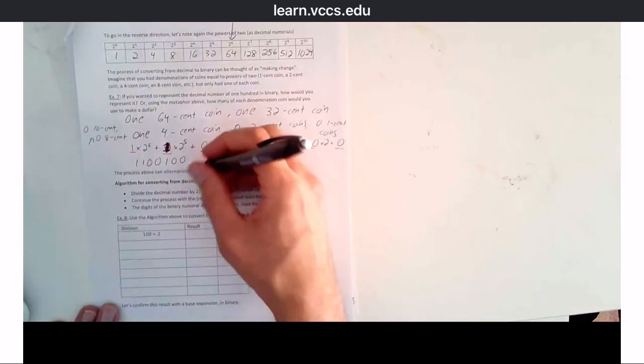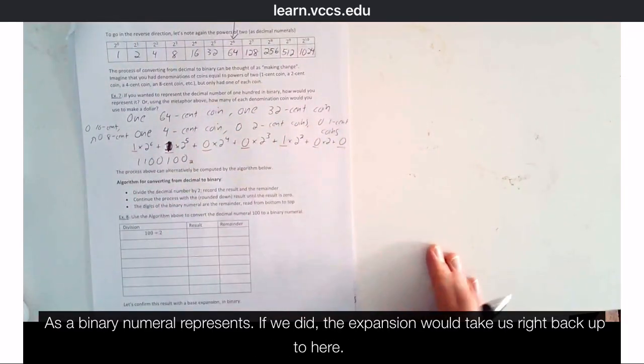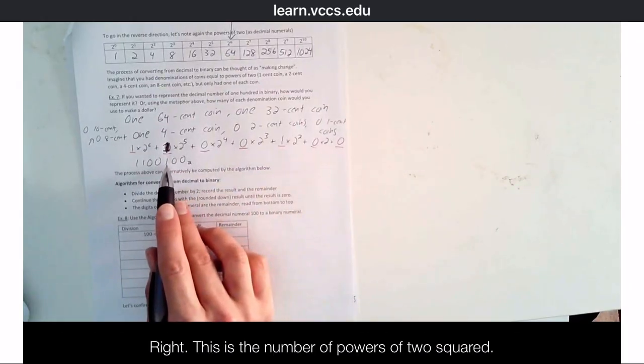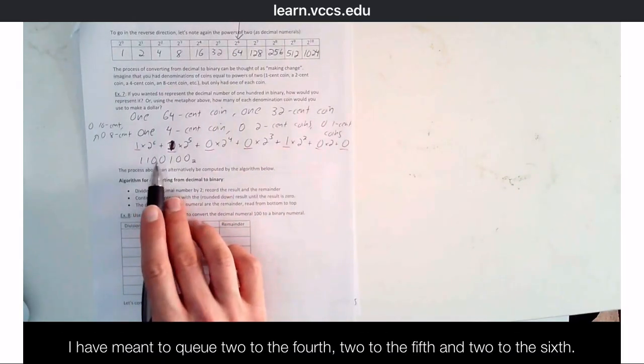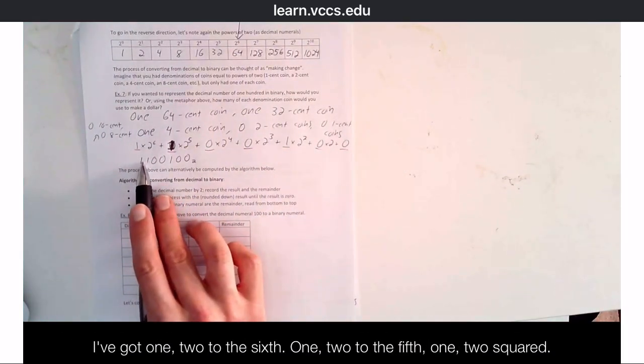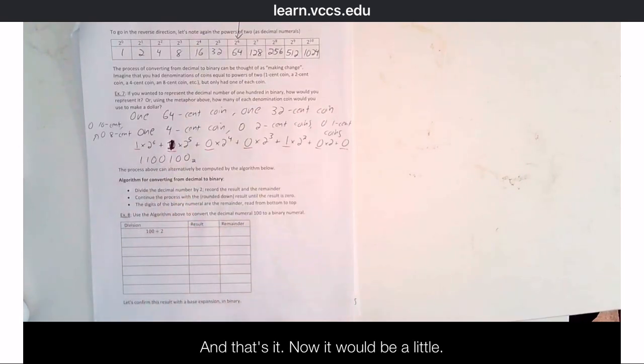So this, as a binary numeral, represents, if we did the expansion, we take us right back up to here, right? This is the number of powers of 2 squared I have, and then 2 cubed, 2 to the 4th, 2 to the 5th, and 2 to the 6th. So I got 1 2 to the 6th, 1 2 to the 5th, 1 2 squared, and that's it.